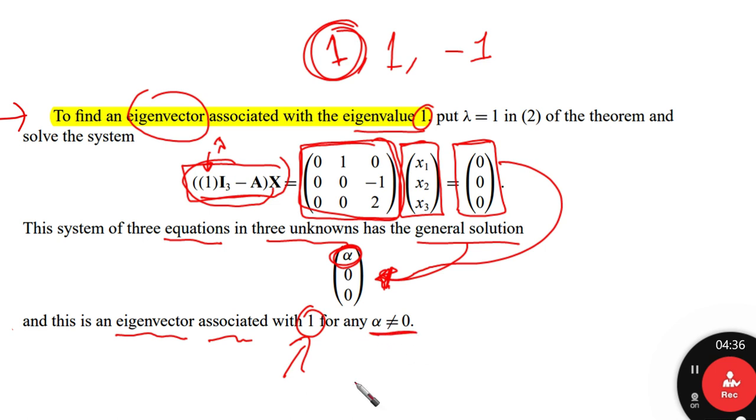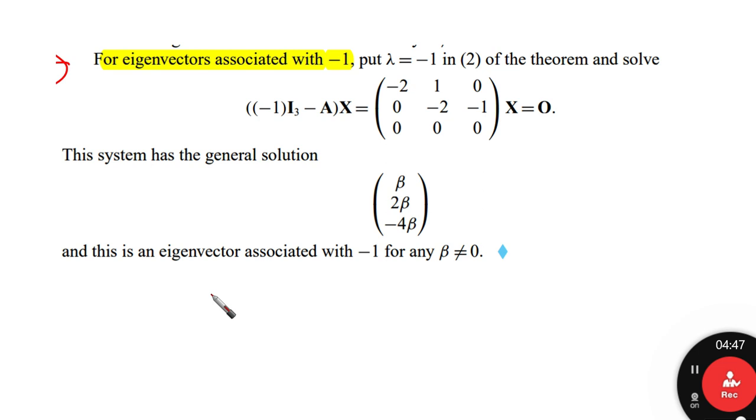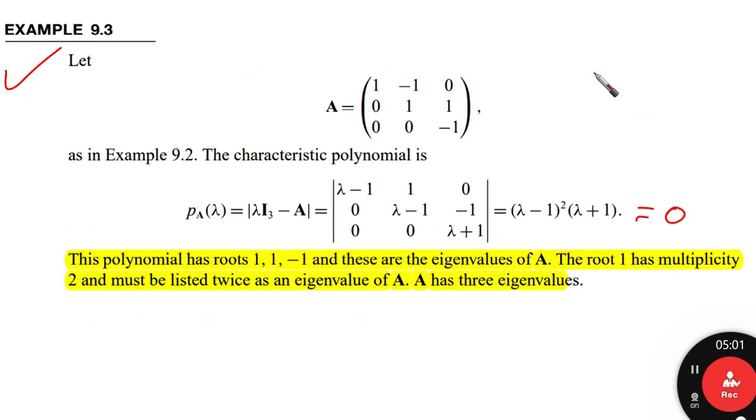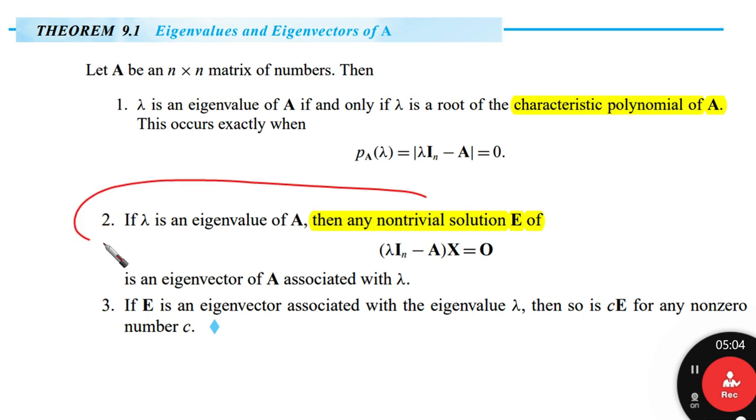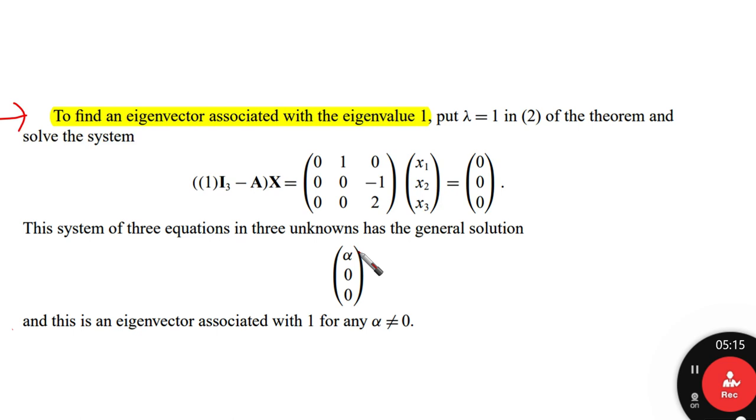So that's the eigenvector associated with the first eigenvalue. What about the others? Let's jump into the other. For eigenvectors associated with -1, put lambda equal to -1 in part 2 of the theorem. Do you remember the theorem that we have? This is part 2, as I mentioned before, so we are going to put lambda equal to -1 in our example.